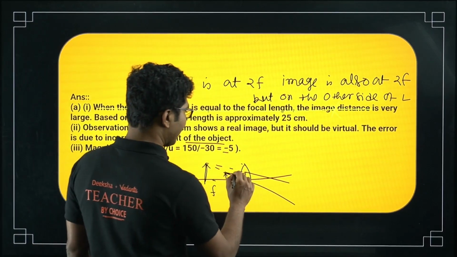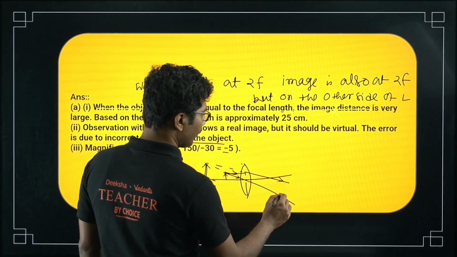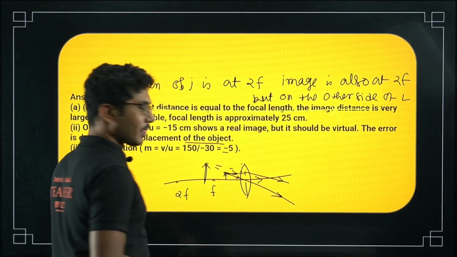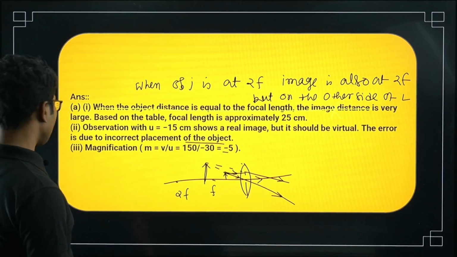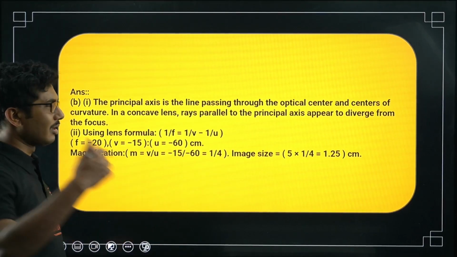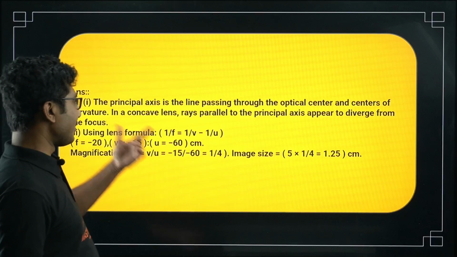Whenever you draw a ray diagram, don't forget to put the arrows. Arrows are very, very important. This is the way you have to draw the diagram. Similarly, here also there is a ray diagram for concave lens. I am not going into that.